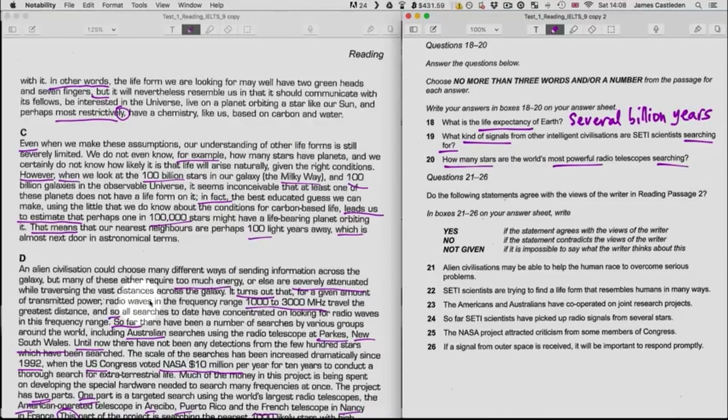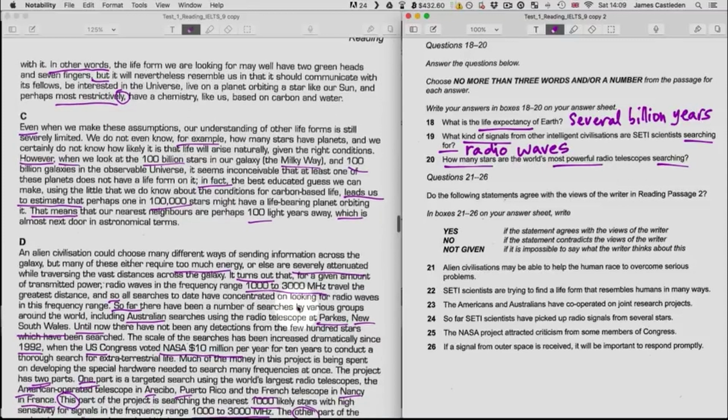Radio waves. Concentrated on looking for radio waves in this frequency range. Radio waves. What? How many stars are the world's most powerful radio searching?